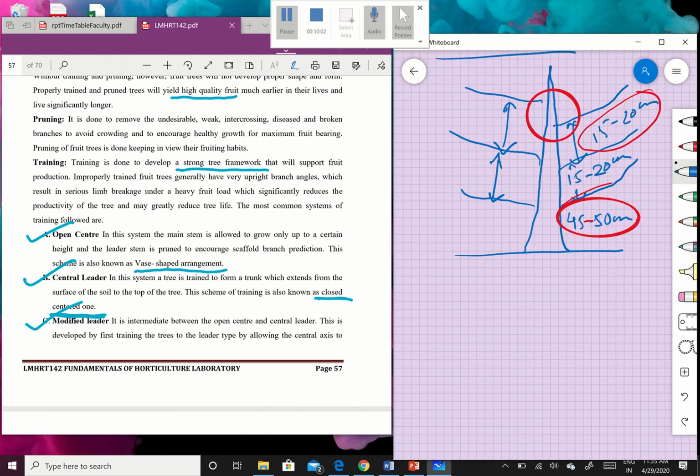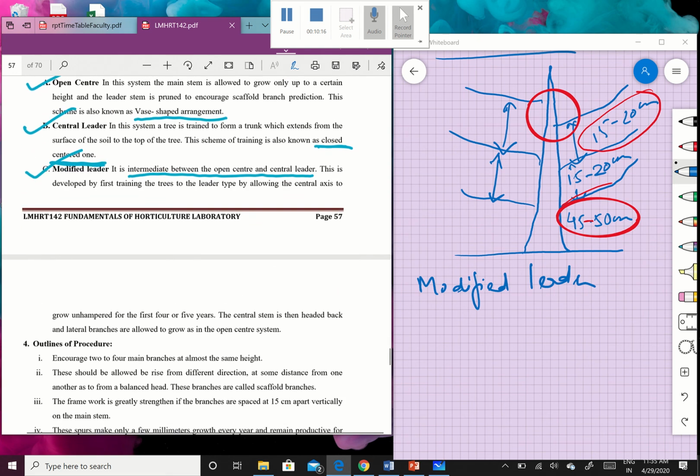So next, coming to the modified leader. Modified leader is an intermediate between the open center and the central leader. This is developed by first training the tree to a ladder type by allowing the central axis to grow unhampered for the first 4 or 5 years. The central axis is then headed back and lateral branches are allowed to grow as in the open center.